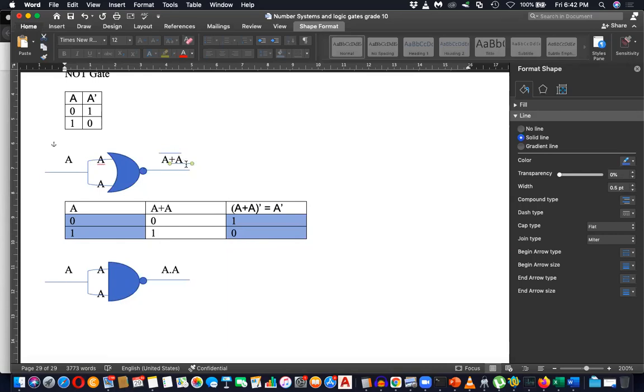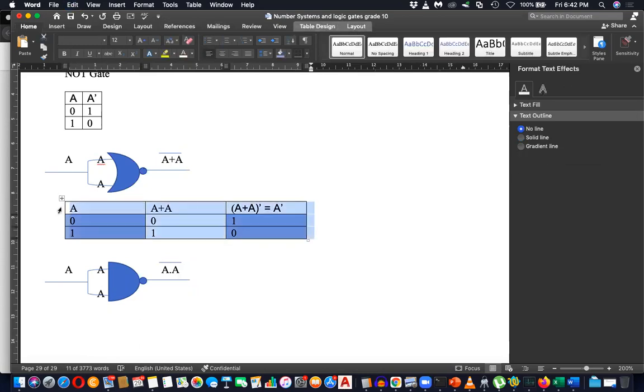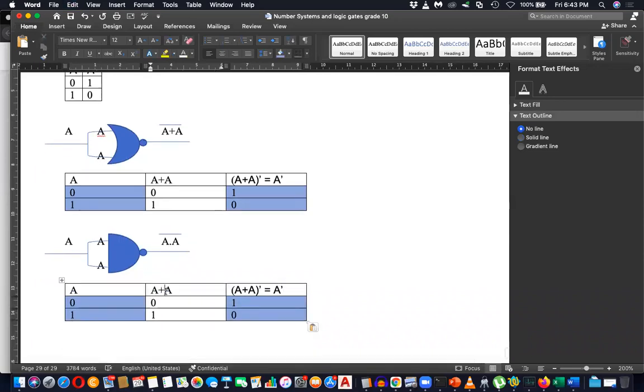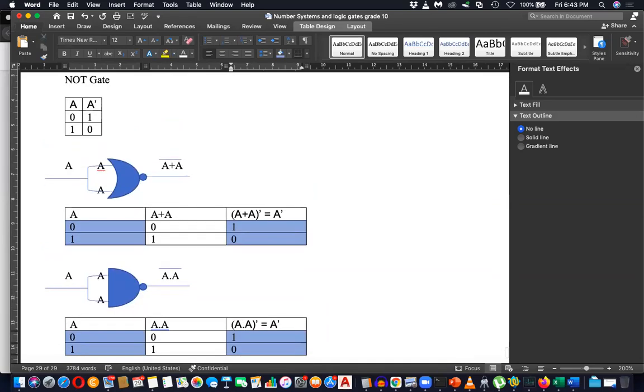Okay, now can you draw the truth table? Can you draw this truth table quickly? Yes, you need to draw the diagram too. Need to draw the diagram too.